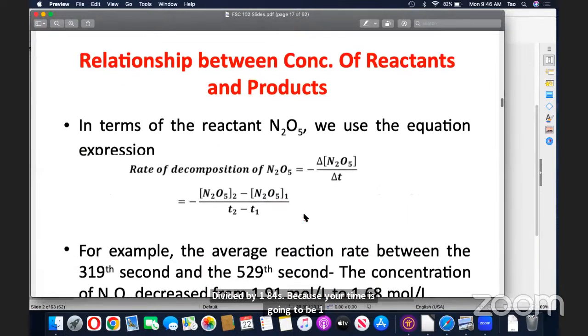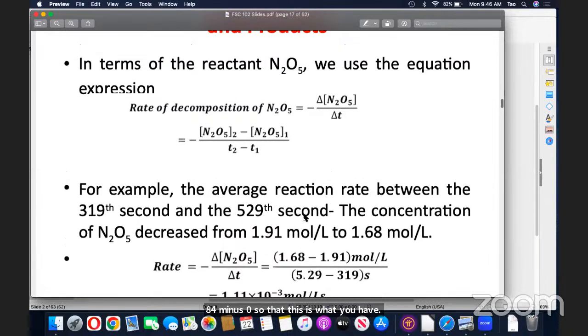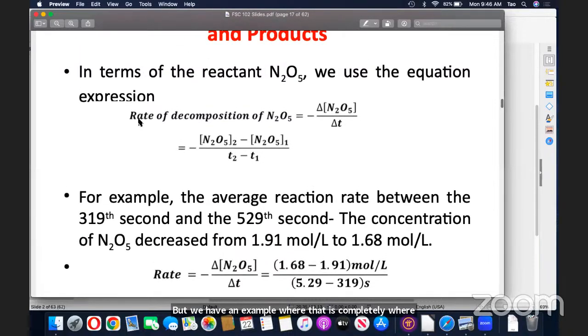But we have an example where that is dealt with. This is the example. In terms of the reactant N2O5, we use this equation. That is the final concentration of N2O5 minus the original concentration of N2O5. Now, in this case, the calculation that was done was to find the average rate between 319 seconds and 529 seconds.